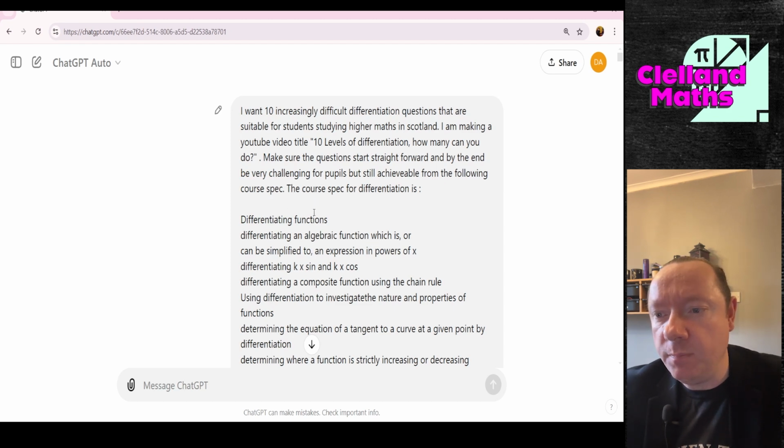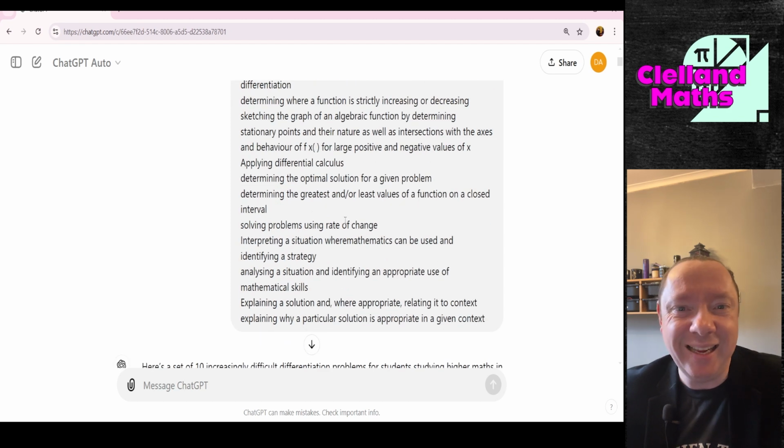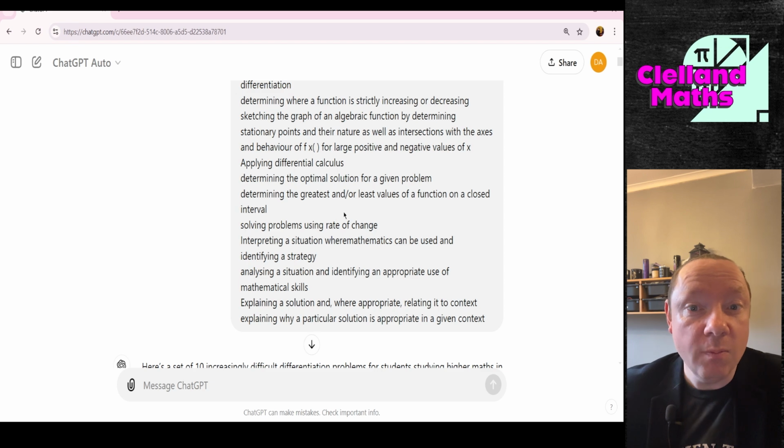You can see here I've put in pretty much the course spec, and when I first did it, it gave me a set of questions where it included things like the product rule, the quotient rule for advanced higher maths, which obviously is not included in higher maths. But after playing around with it a bit and swapping out one or two questions, I think I've got a good set of questions which are actually quite nice and they work out quite well. So stick around, see how many you can do. We've gone from level 1 all the way to level 10 in differentiation. Can you get all the way with this?